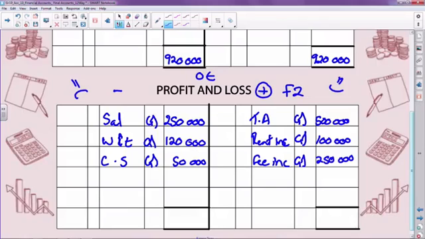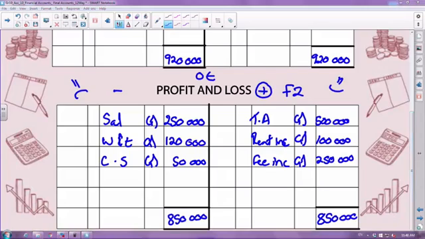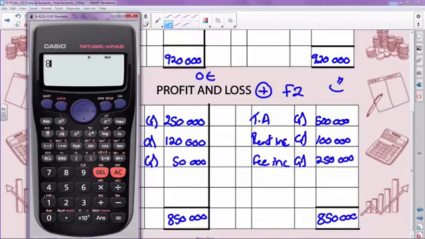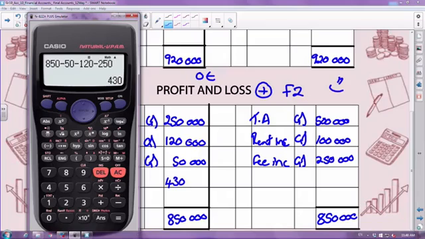Very easy. You can see that your credit side here is bigger than your debit side. Now, if you add it up, you'll have 850,000, as you can see. And now, what do I do with this 850? I take it over to the other side. I say 850,000, and now I need to take this 850 and minus. So I say 850,000 minus 50 minus 120, and then minus another 250, and then you will get 430,000.